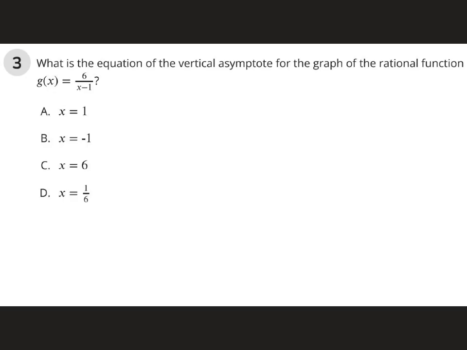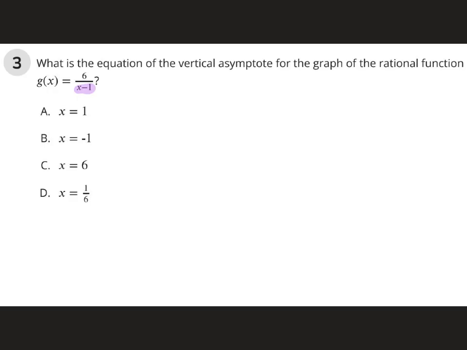Okay, now what is the equation for the vertical asymptote? An asymptote is a line a graph can never touch. It approaches it. So how do we find the vertical asymptote? Well, what you have to do is set the denominator equal to 0.